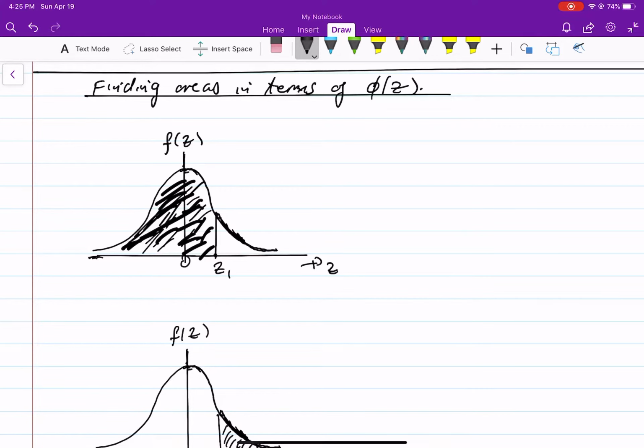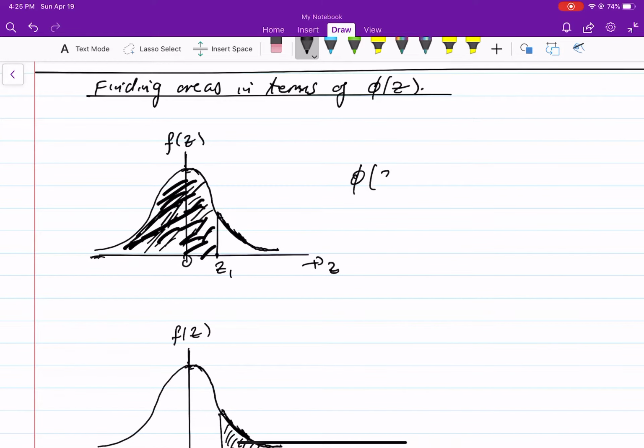Now, most of the time, don't forget, phi of z is defined as all the probability to the left of a positive z value. So in my first diagram, that shaded area there is represented by phi of z1. Once you can write your expression in terms of phi, you can look up your tables directly for it.